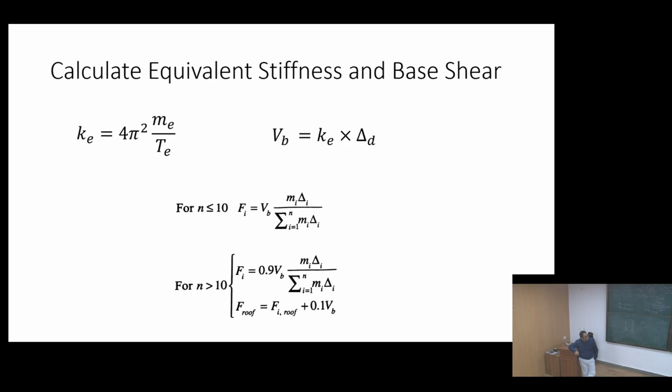So once you get the time period, calculate KE. There's a square missing here, so maybe please add that. Should be TE square. VB equals KE times delta D, and the distribution of forces for n less than or equal to 10 is divided as mi delta i, the function of ratio of mi delta i and sum of mi delta i. But if n is more than 10, then you take 90% of VB, divide it into all the floors, and then add the 10% at the end to the roof to account for higher mode effects.